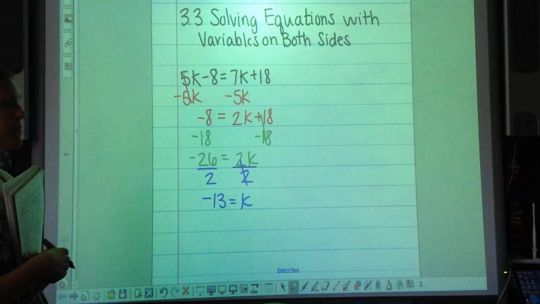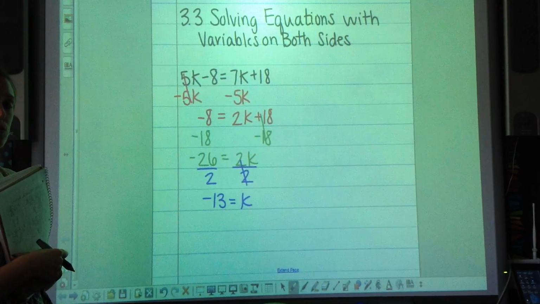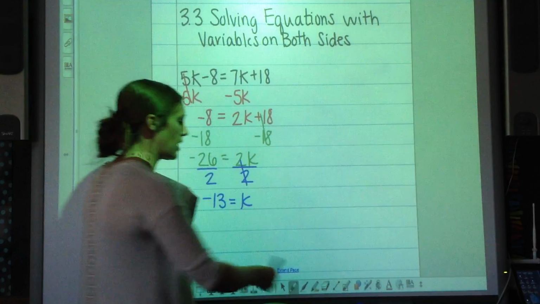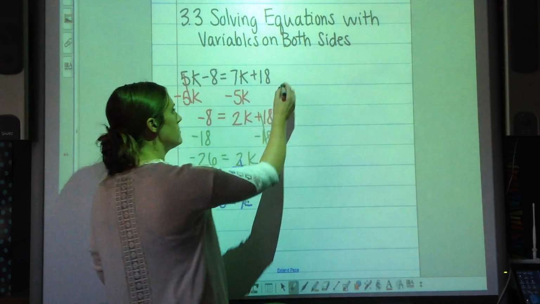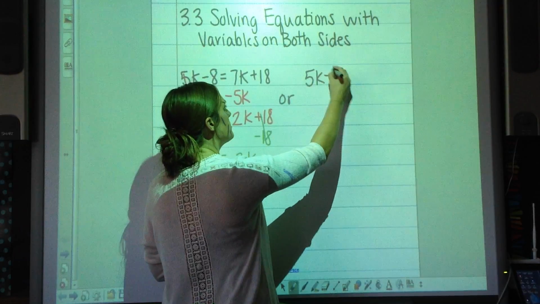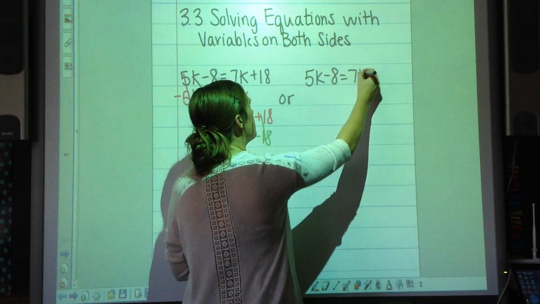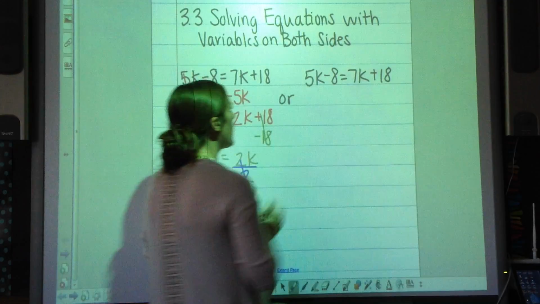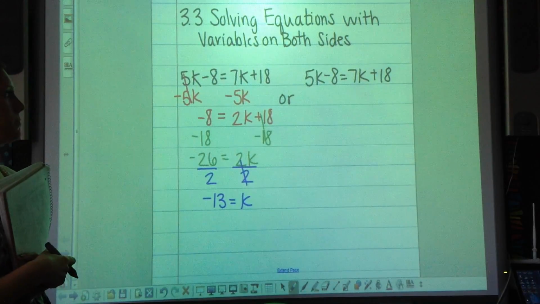Okay. Let me show you another way to do it. This is the only problem we're going to solve the same problem two different ways. I'm going to prove to you that you can do two different things. So I'm just going to rewrite the same problem. 5k minus 8 equals 7k plus 18.